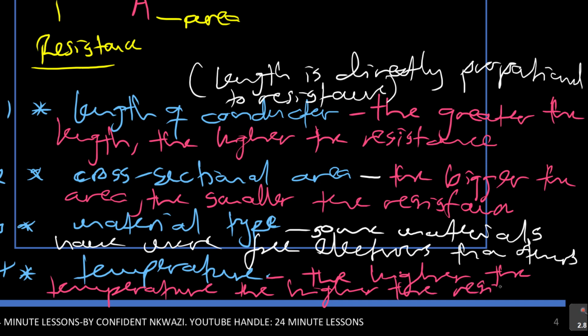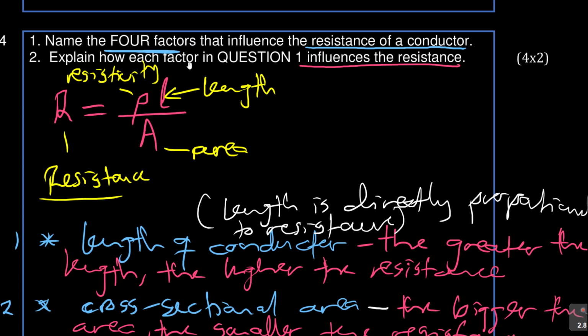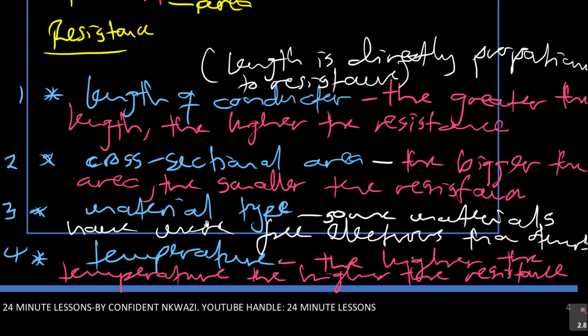Now, if you remind yourself of this, pause this video and redo this again and again. This is 8 marks. Look at the mark allocation here. 8 marks, and you don't want to lose the 8 marks. Number 1, you must know the factors. Number 2, you must know how they affect the resistance. Are you with me? So don't forget the factors: the length of the conductor, the cross-sectional area, the type of the material, as well as temperature.